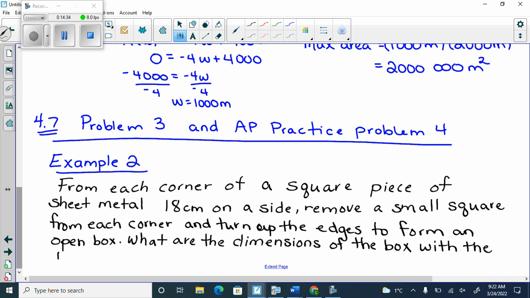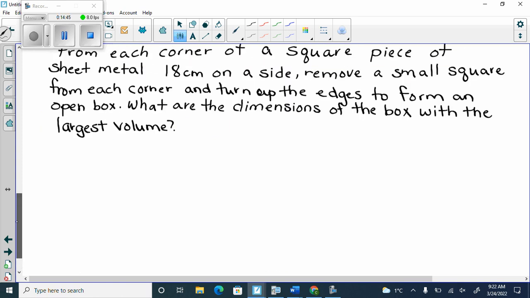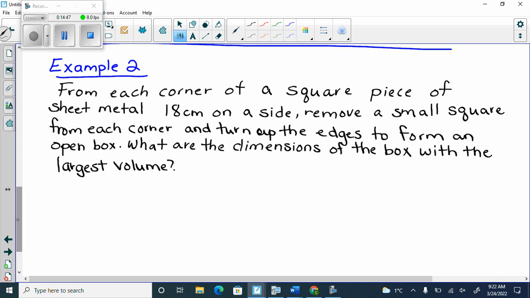And largest is another word for maximum. So they're optimizing it. So if you can sketch something, the best thing to do is sketch it. So we have a square piece of sheet metal, and that's square, 18 centimeters on a side.